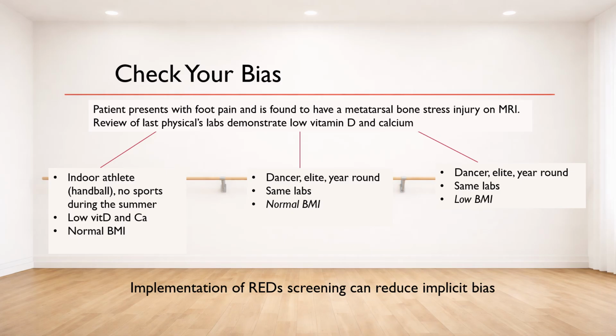Now let's look to the middle where we swap out just one of these characteristics and now we make them an elite dancer still with a normal BMI. Does the fact that now they're an elite dancer, so participating year round in one of these poster patient sports, make you more uncomfortable with not expanding the workup? Now, let's imagine that this elite dancer has a low BMI. Does that change anything for you?